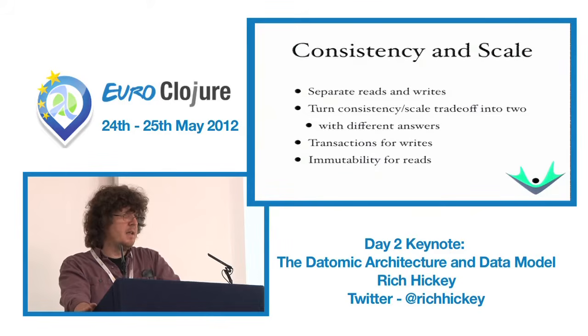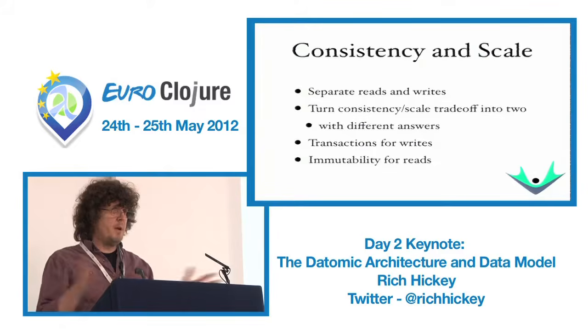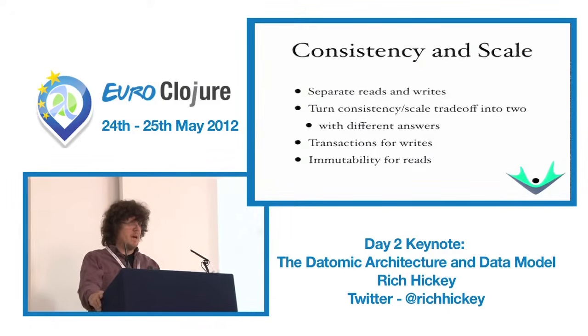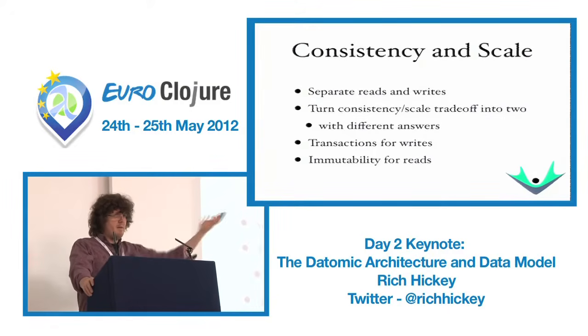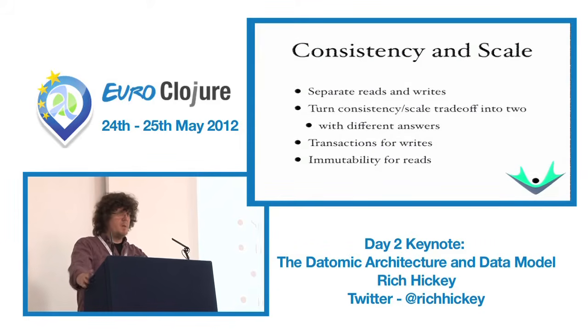In terms of consistency and scale, the trick here is to separate reads and writes. As soon as you separate reads and writes, and here we're not really talking about writes as overwrites, but separate novelty processing from historic processing, you get the ability to make independent decisions about those two things. And I think you also get to make two sets of consistency scale decisions. Because now you can say, what kind of consistency scale approach do I want to take for novelty, and what kind of consistency scale approach do I want to take for answering questions.